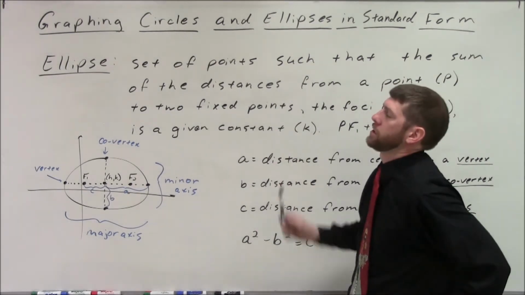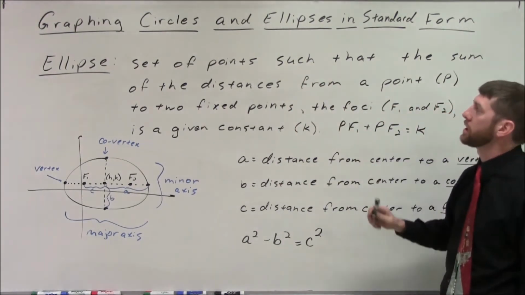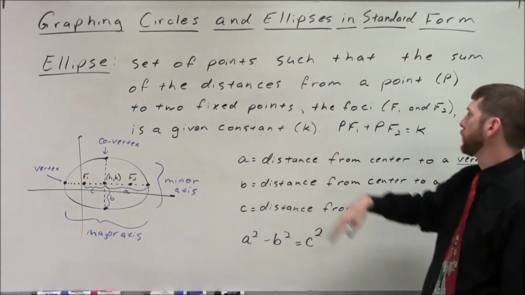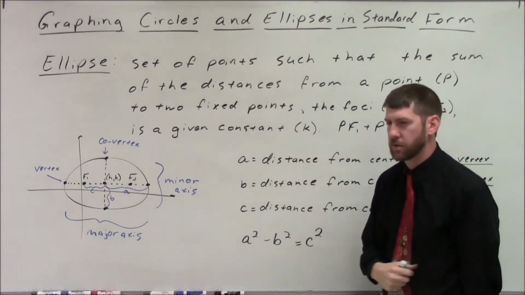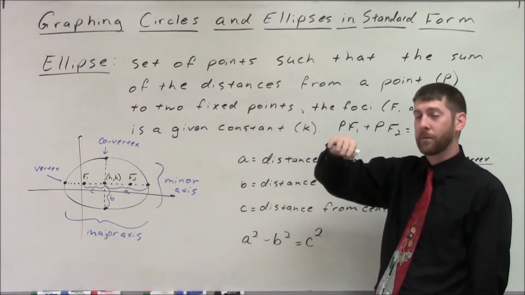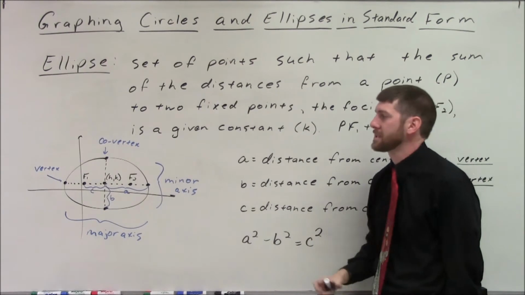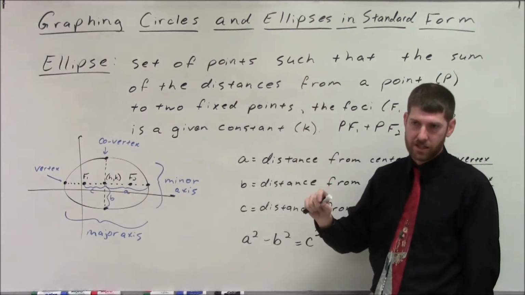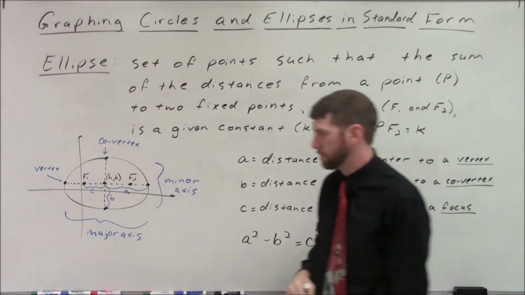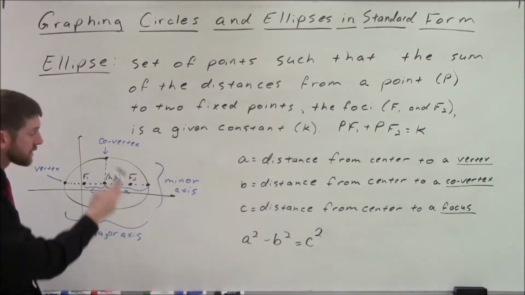So guys, here we have the definition of an ellipse. It's the set of points such that the sum of the distances from a point to two fixed points is a given constant. So instead of all the distances from one point to the center, one point to all points around it being the same distance, it's when we add those distances together that we're going to get a constant value. So a couple notes about what all this means.